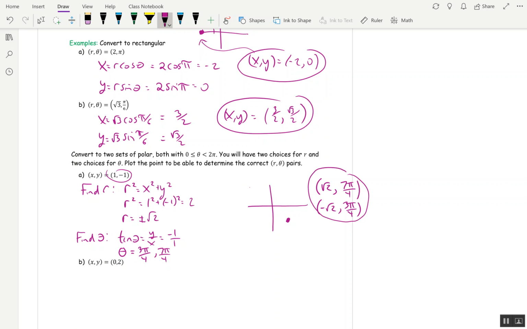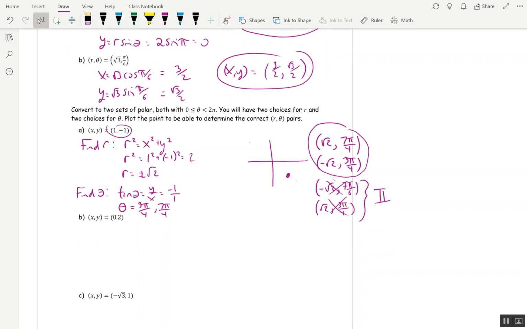Some students like to list all 4 possibilities. So the other 2 possibilities would be -√2, 7 pi over 4, and +√2, 3 pi over 4, and cross out the ones that don't work. 2 will work, 2 won't. Now, why don't these work? Well, if theta's 7 pi over 4, we're down here in quadrant 4, but then the negative value of r pushes us up here. So both of these are in quadrant 2, which is not where you want to be. I just go through and do it like I did the first time. I don't list all 4 and then cross 2 out, but you're welcome to do that.